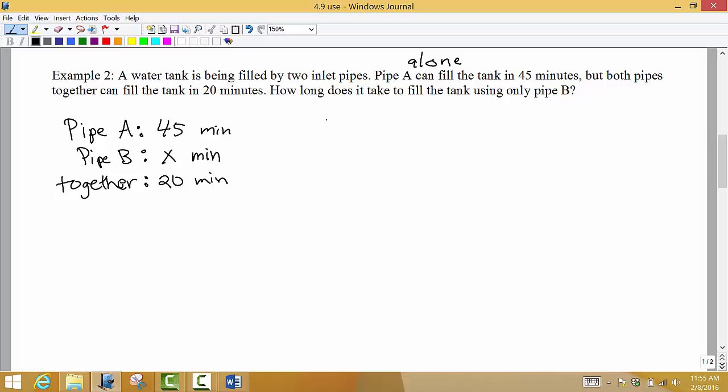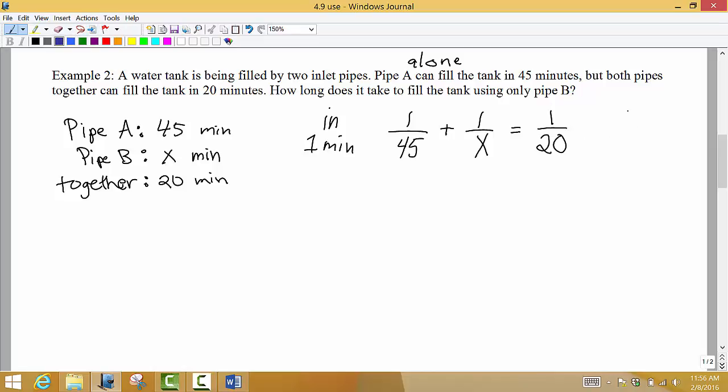So to set up the equation, we want to know what can be accomplished in 1 minute. So how much of the job can pipe A do in 1 minute? Well, it can do 1/45 of the job. So we're going to work with the reciprocal of all the information that we have. Plus, pipe B can finish 1 out of X of the job, working with the reciprocal of pipe B's information. We're going to add those reciprocals together and set it equal to the reciprocal of the time together. So if they work together, they can finish the job in 20 minutes. So in 1 minute, they can accomplish 1/20 of the job.